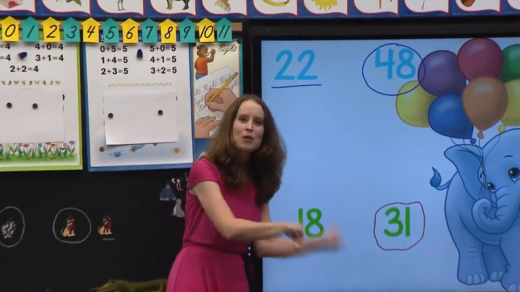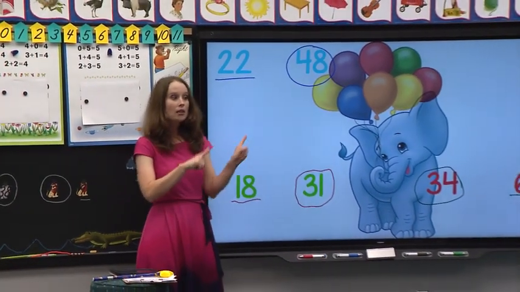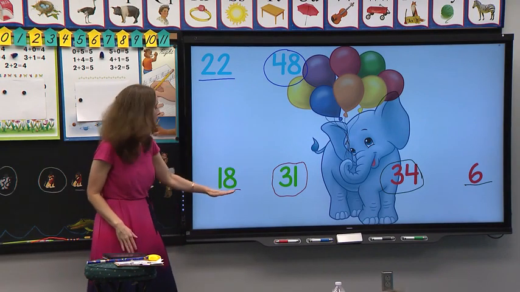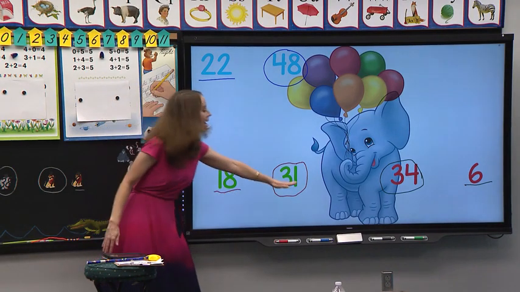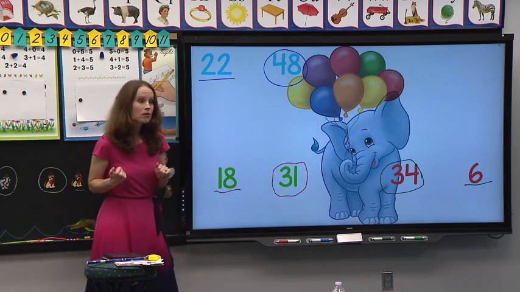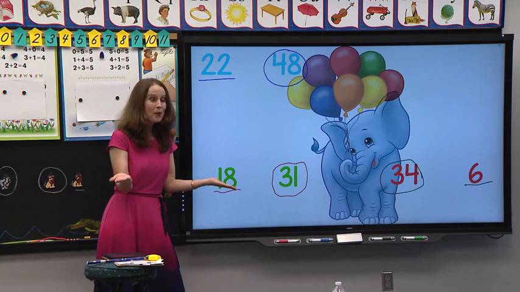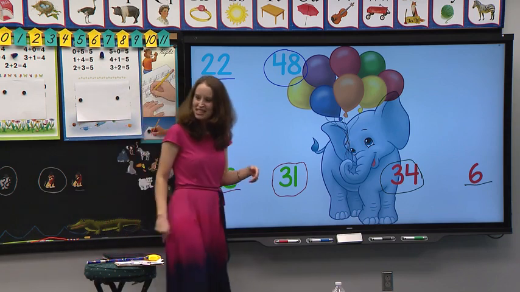Let's stay at the screen and we'll check our numbers here first. Let's have Tanner stand up. Tanner, read both of Emery's numbers to us. 18 and 31. Greater, 31, and less, 18. Do you agree with what Emery did? I do too. Excellent work, Emery.